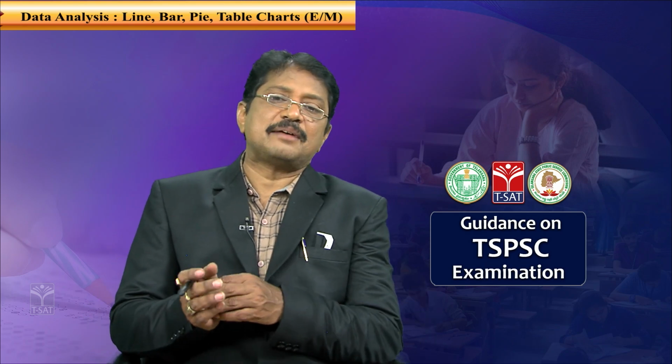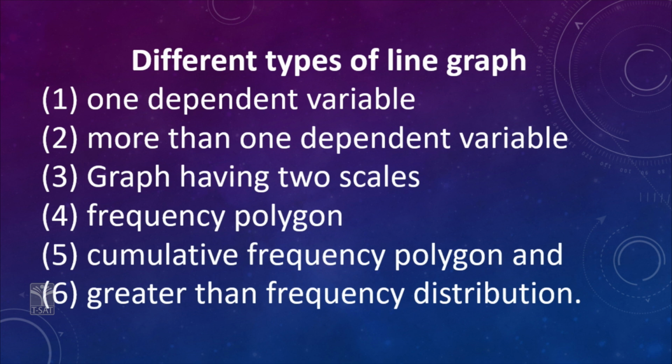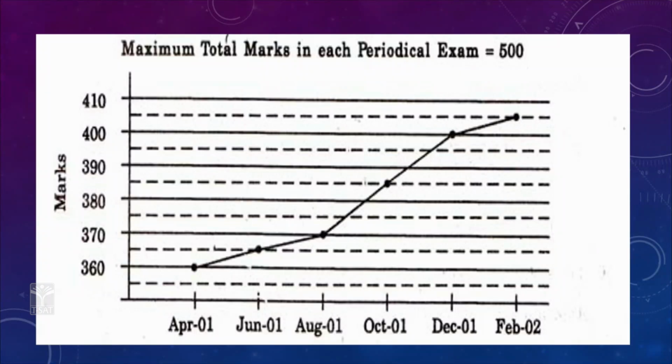What are the different types of line graphs here? There is one dependent variable, more than one dependent variable, a graph having 2 scales, that is x axis and y axis, frequency polygon, cumulative frequency polygon, and greater than cumulative frequency distribution. Greater than cumulative frequency, less than cumulative frequency, frequency polygon, frequency curve, graph having 2 scales, more than one dependent variable: all these are different types of line graphs. Okay, now observe it.